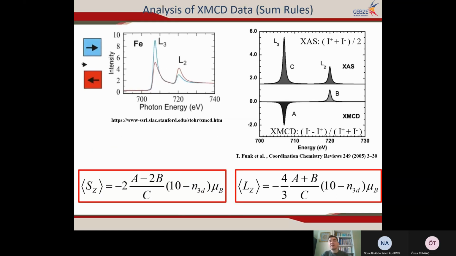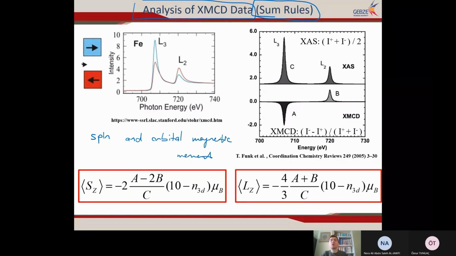Okay. So now let me discuss the analysis of XMCD data, which is called the sum rules. At the beginning of my talk, I told you that by using the XMCD method, we can determine the spin and orbital magnetic moments of the elements separately. We discussed this in the first transparency. So how do we determine spin and orbital magnetic moments separately? Here I will show you.